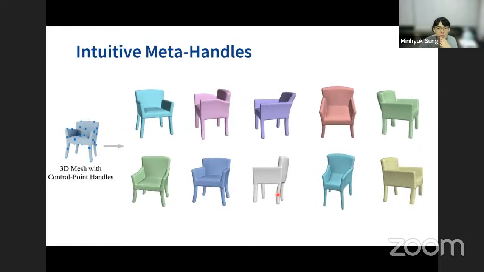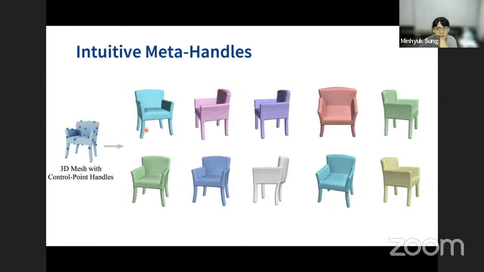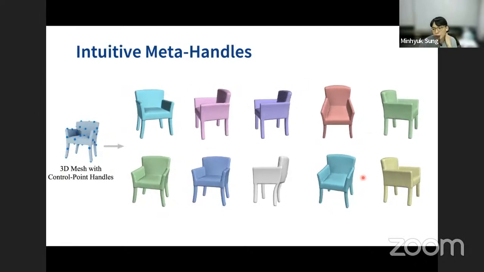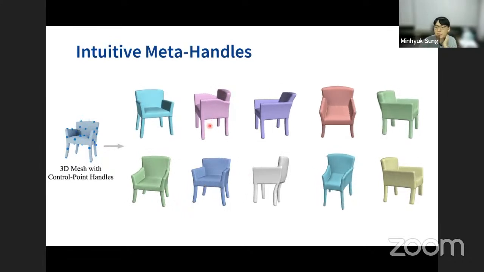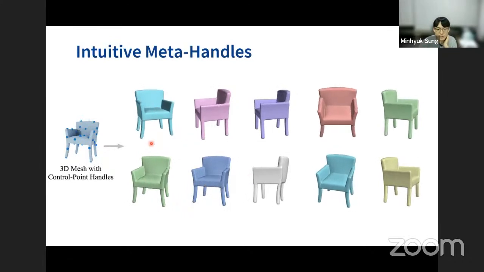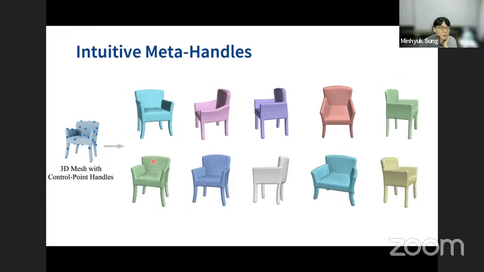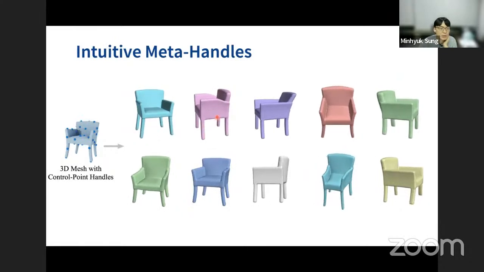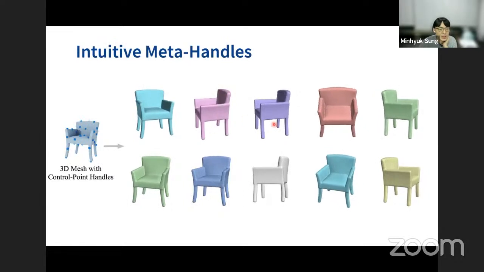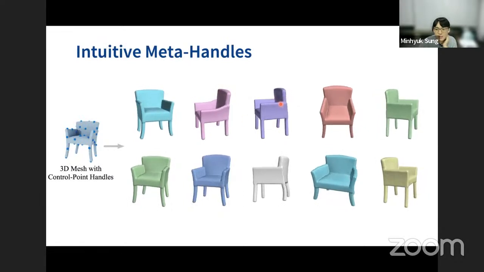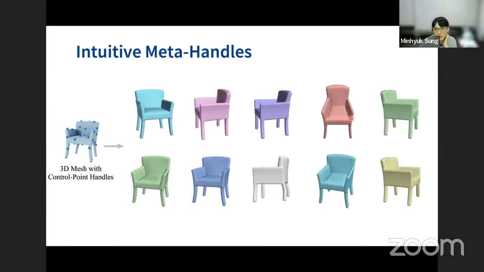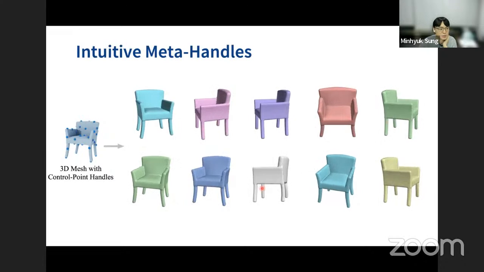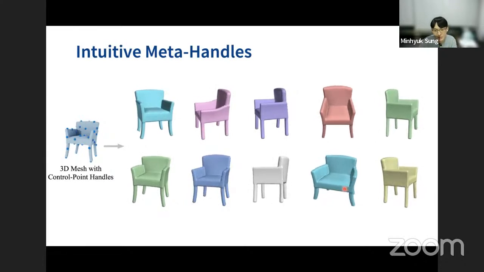So let me first show some examples of the output of our neural network. Each of the columns on the right-hand side here is the output of our network. Our network predicts intuitive handles that deform each of the parts in the shapes. As you can see, the first one is repeating the C part, the second one is raising the armrest, the third one is tilting the back part, and the fourth one is changing the width of the chair, and so on. There are many other handles here.